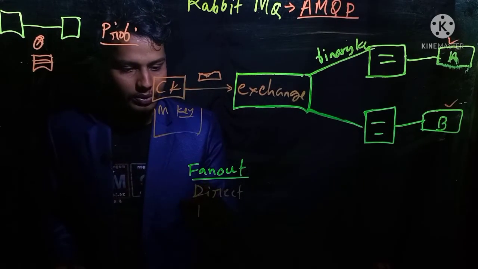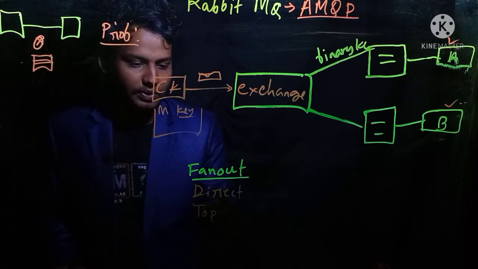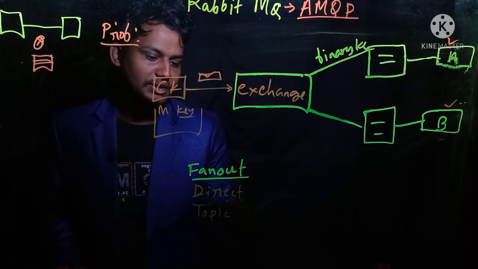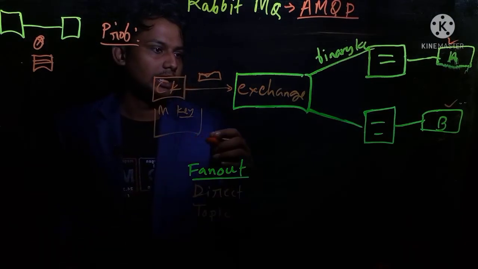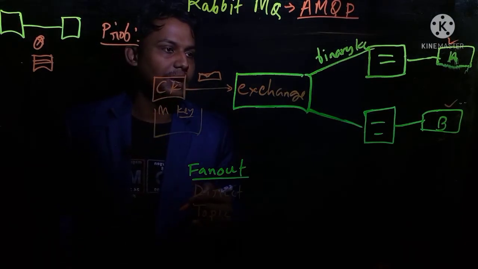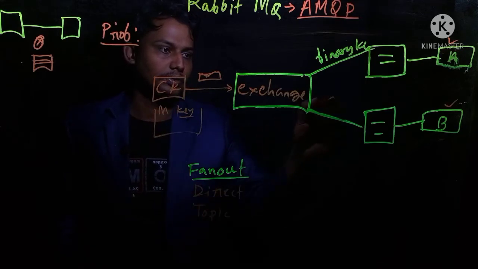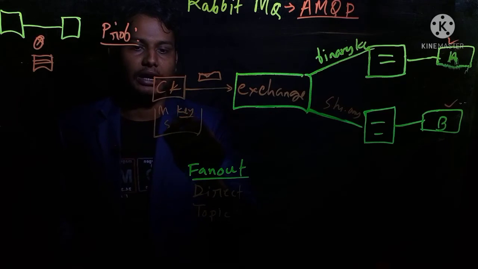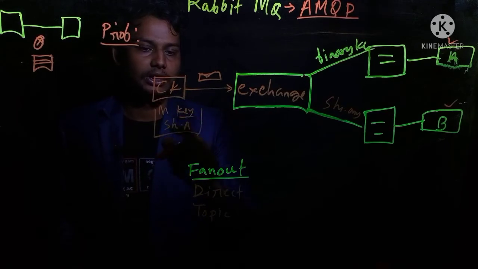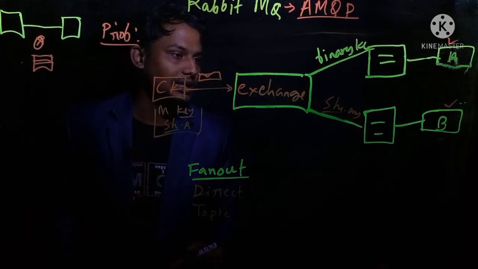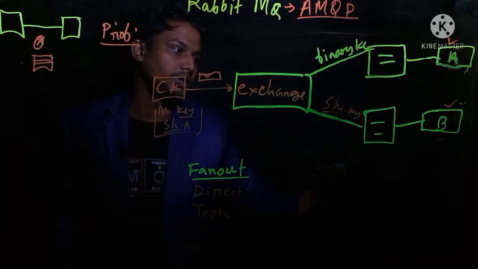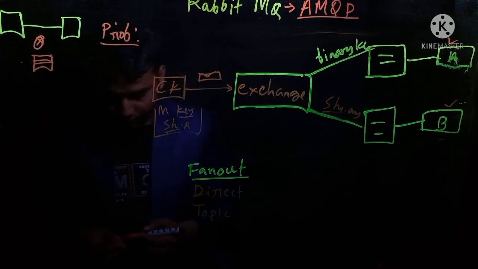And we have topic exchange message passing here. In this case, it shares part of the message key, suppose s.any, and we have s.a. So it shares the partial message key and passes to the right routing and the right services.